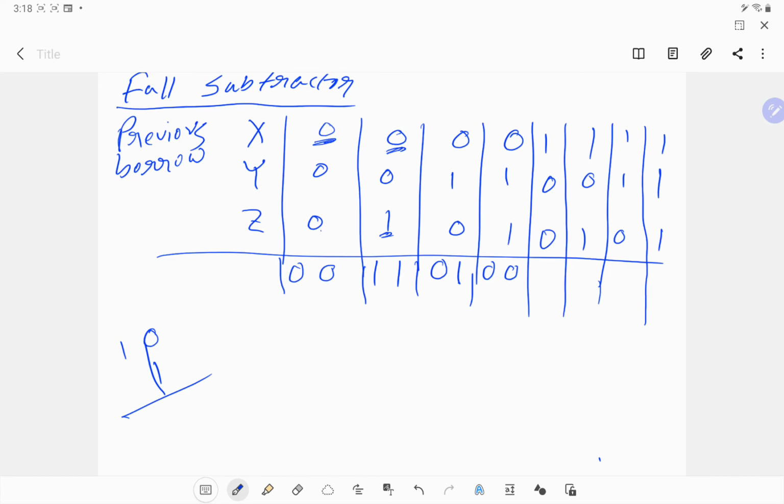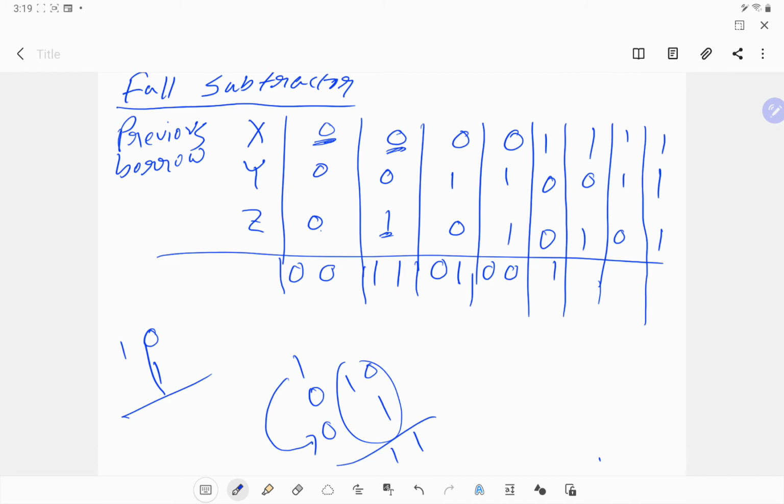Now, what do we have? We have the previous borrow. So we have 1, 0, 0. This 1 is added with 0. Then we have 0, 1. Now the difference is 1, and the borrow is also 1.